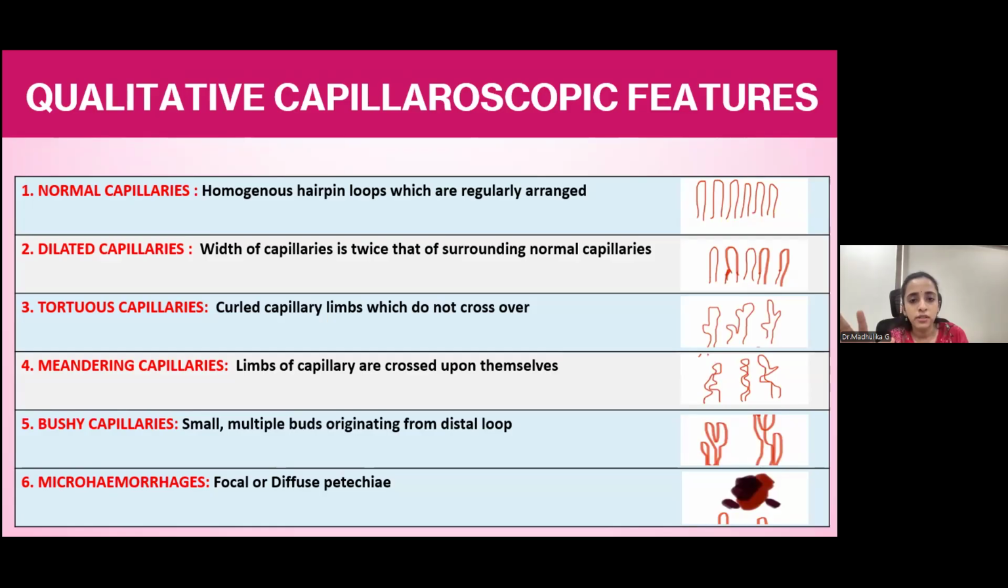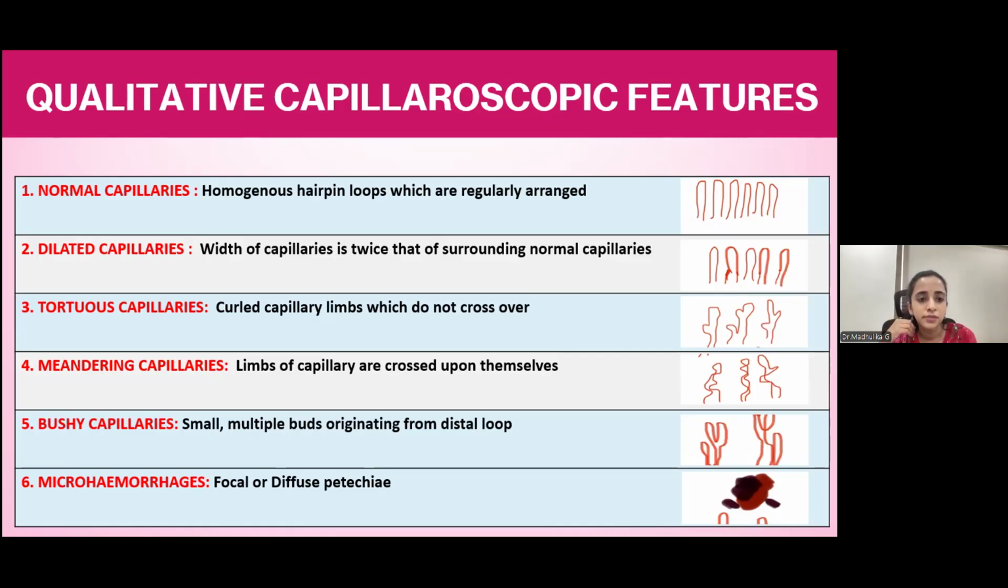So there is also one important thing, that is nail capillaroscopy, okay, which is especially important when you are evaluating connective tissue disorders like scleroderma. Normally the capillaries, as you can see in image 1, are homogeneous hairpin-like loops which are regularly arranged. Sometimes these capillaries increase in width and look dilated. Sometimes they are tortuous, not just hairpin shaped, they are thrown into folds, but they are not crossing over each other. In meandering, they are looped as well as crossing over each other. In bushy capillaries, multiple buds originate from the distal loop, and sometimes microhemorrhages can be noted. So these are all qualitative findings to note on nail fold capillaroscopy.